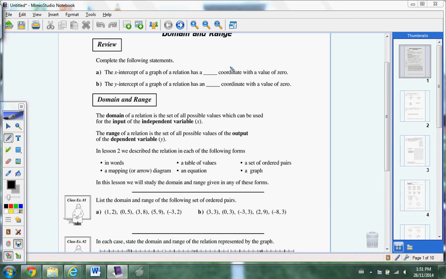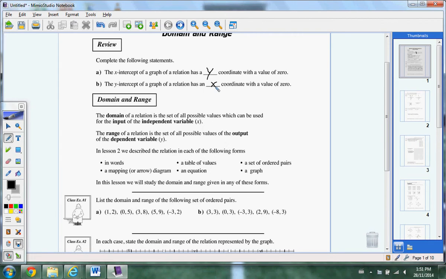For Unit 7, Lesson 4, domain and range. Complete the following statements. This is from yesterday. The x-intercept of a graph of a relation has what coordinate with a value of 0? The y-coordinate. Okay, the y-intercept of a graph of a relation has an x-coordinate with the value of 0. So we were just talking about that to get things started.